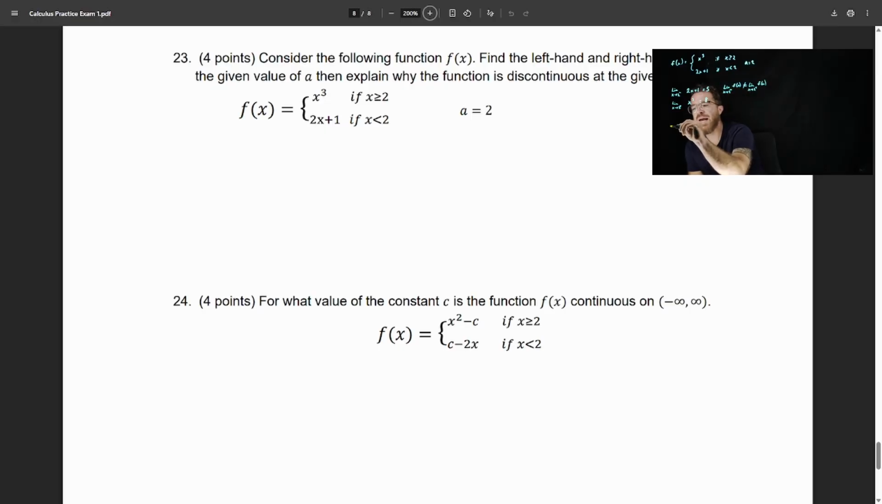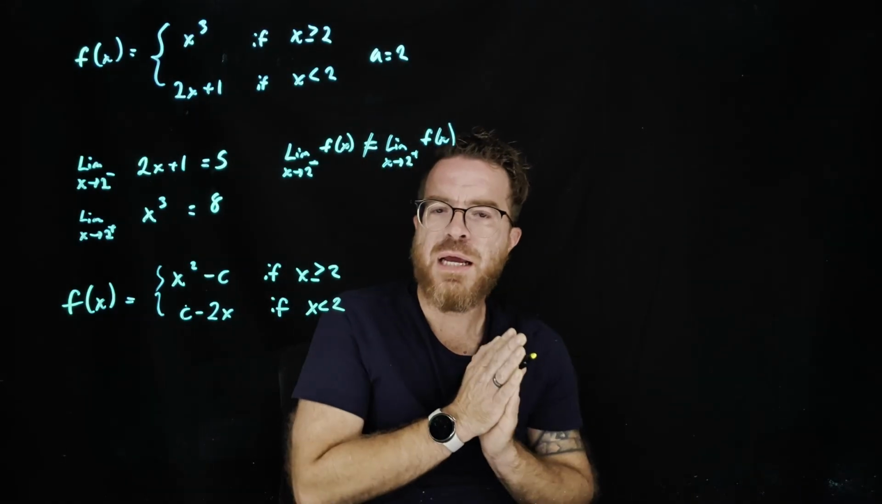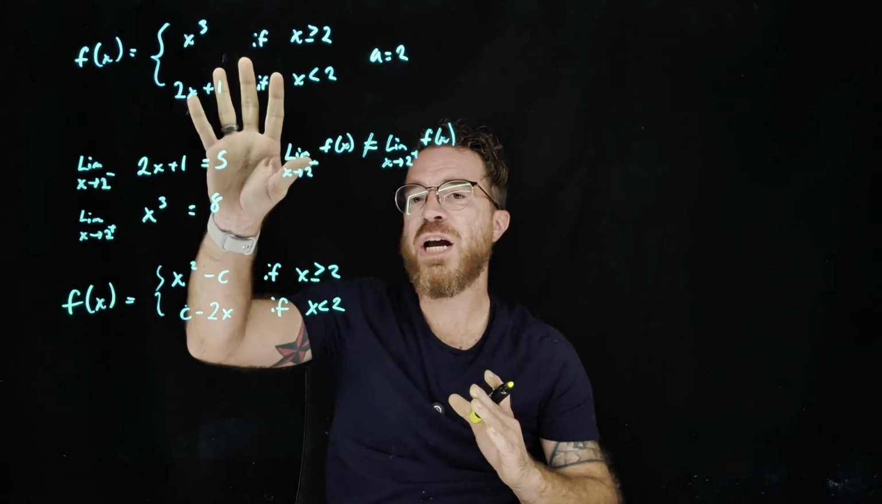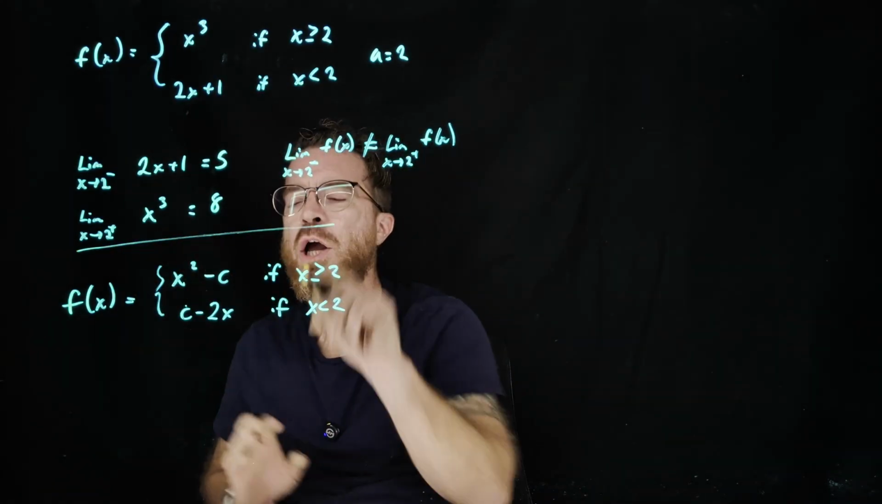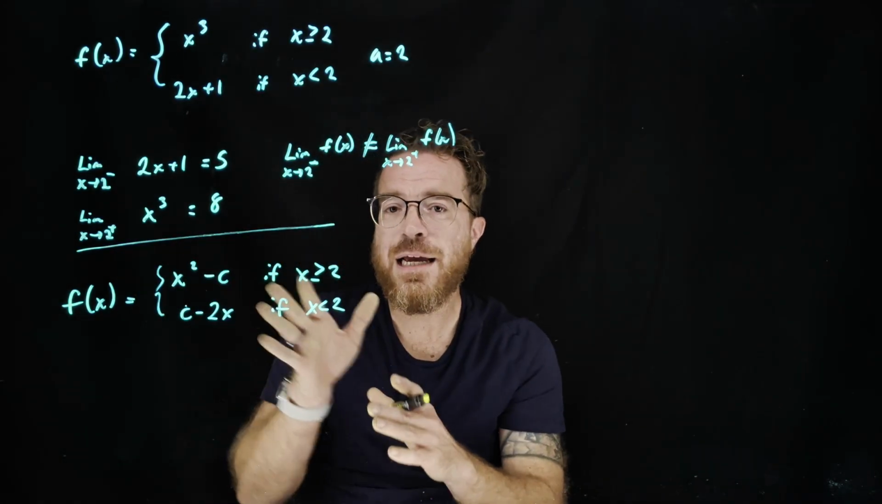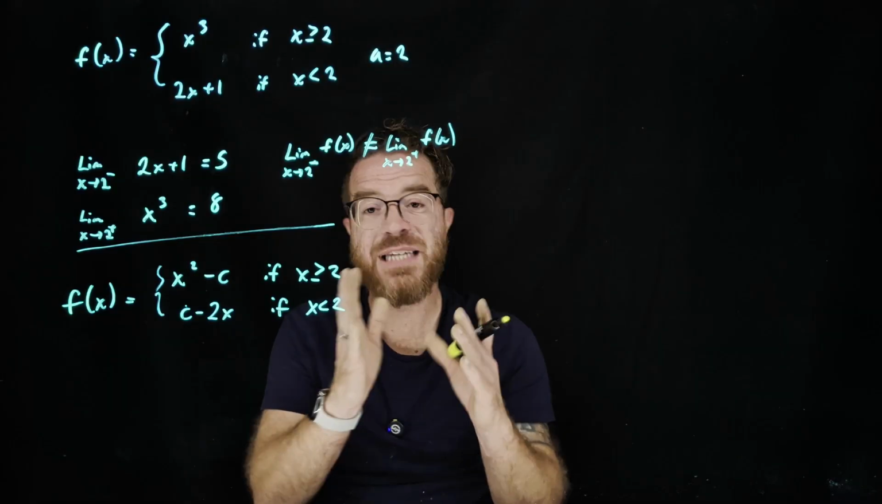The next problem is we have the function f of x equal to x squared minus c if x is greater than or equal to 2, and c minus 2x if x is less than 2. Now this one is a little bit different because unlike the previous one where we were checking whether it is continuous, we're now saying what c would make it continuous. So we're going to do the same idea.